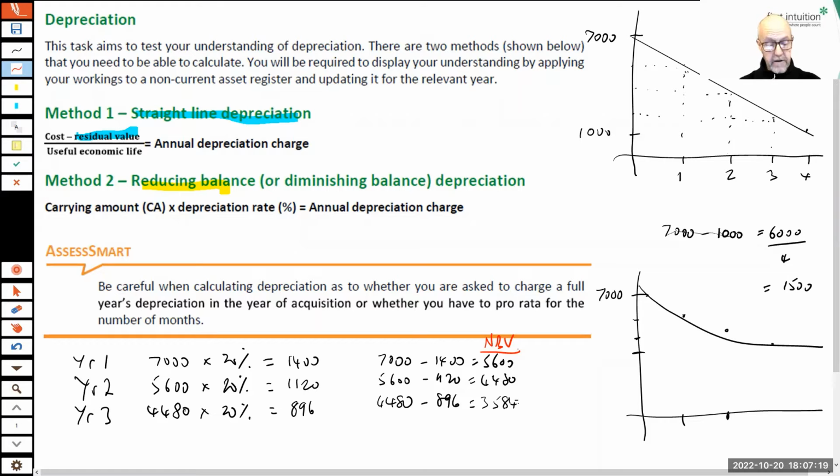So generally speaking, if you are given a cost and a residual value and you're not told what method to use, that suggests you should be using straight line. Okay, so that's the mechanics of how we calculate depreciation.